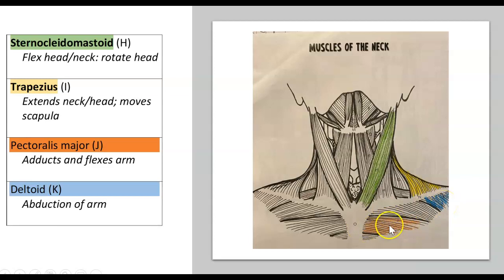And then up on top, you can start to see where the first muscles of your chest are going to arise, which is your pectoralis major. Your pectoralis major adducts and flexes your arm, and your deltoid is going to do the opposite. It's going to abduct your arm.